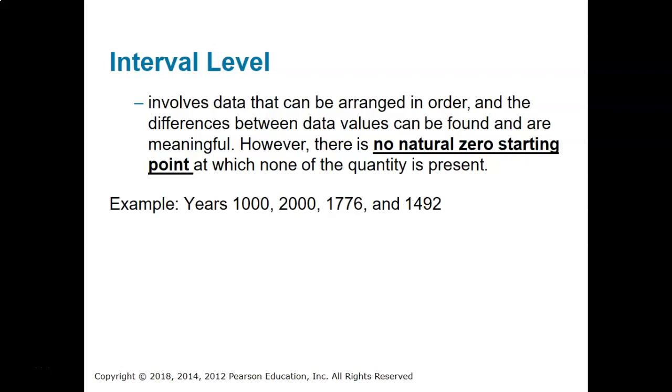Another example would be the years. And when I'm talking about years, I'm talking about calendar years. Because in looking at this, we know that there were years before year zero, and therefore the year zero is not a natural zero starting point. To be a natural zero starting point, it has to be the absence of that quantity. So the two that I would mostly remember for interval level data are temperature and years.